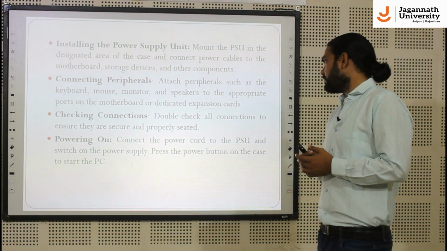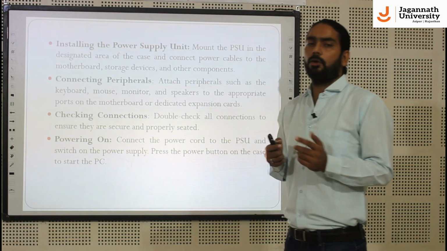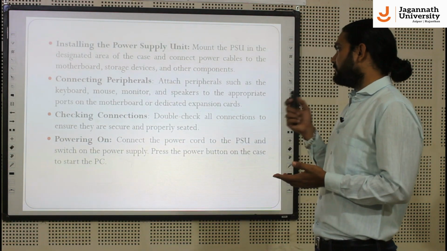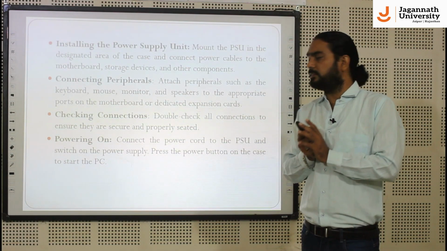The next one is checking connections. For checking the connections, double-check all the connections and ensure they are secure and properly used. Next is powering on. After connecting and assembling the devices, we can turn on our power.